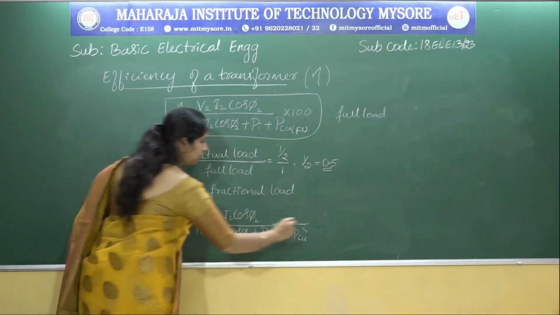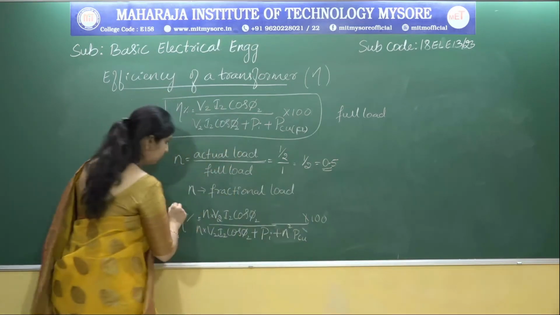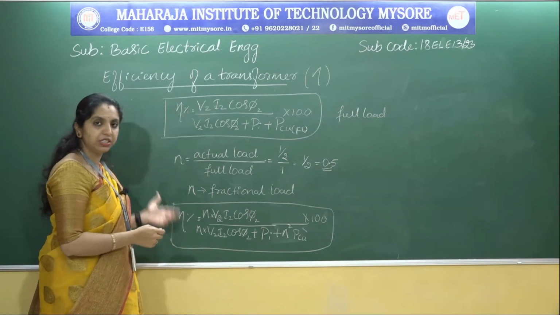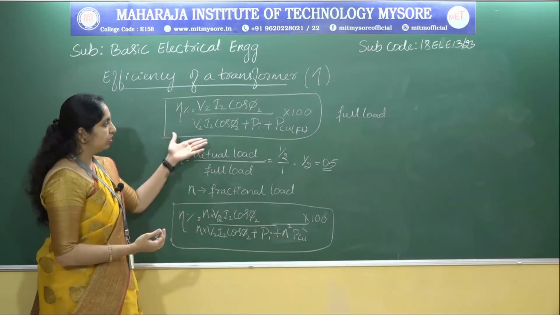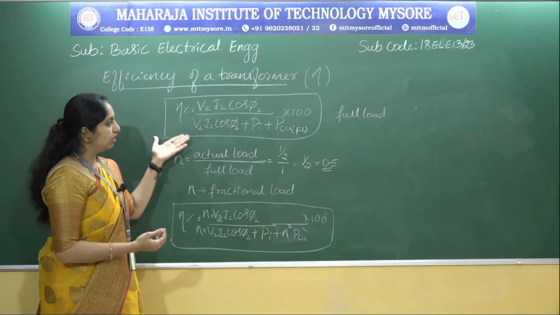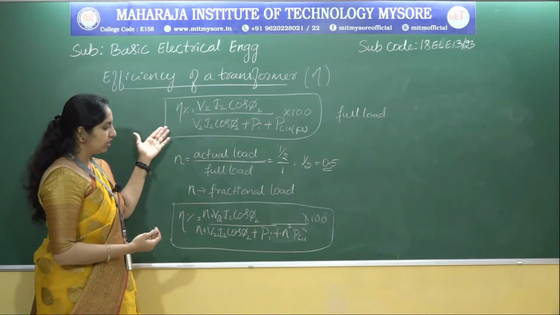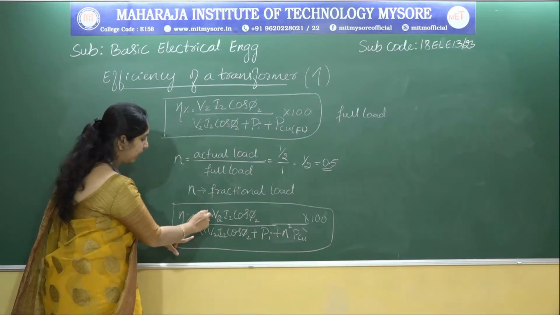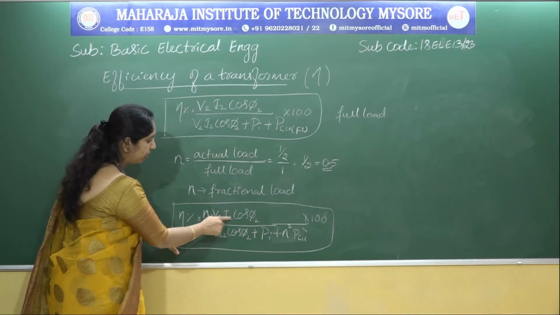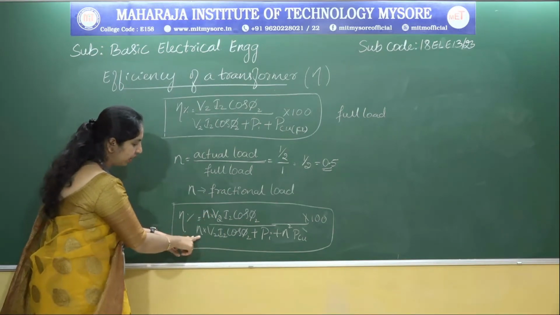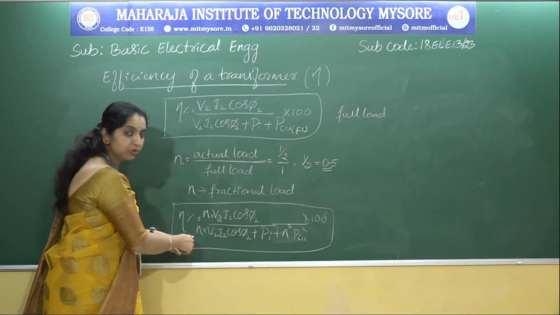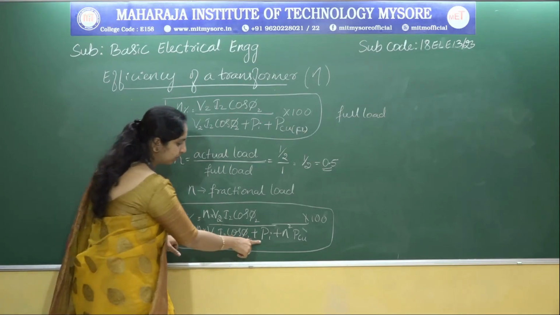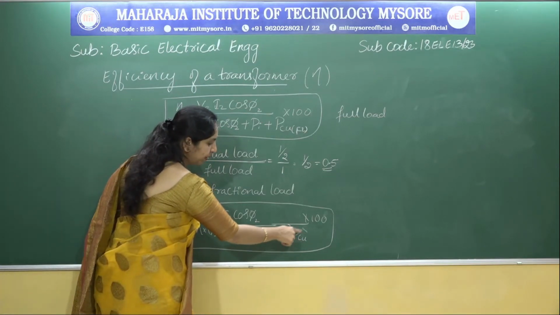See, look at this equation here. Now look at this equation. So we have expressed the same efficiency equation in terms of fractional load. The equation which we have already defined is for the full load. Now I'll tell you the difference between the full load and fractional load. In the equation we have n over here, so n into V2 I2 cos phi 2 divided by again n into V2 I2 cos phi 2, because we always consider load at the output side, plus Pi plus n square into PCU.